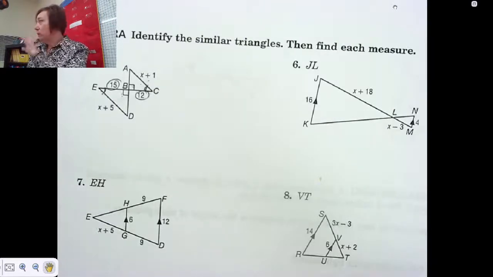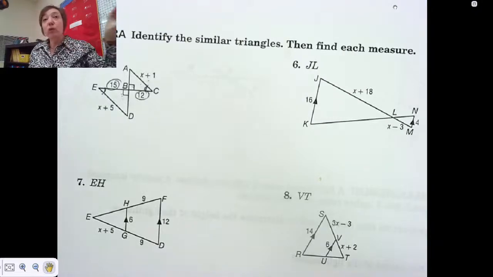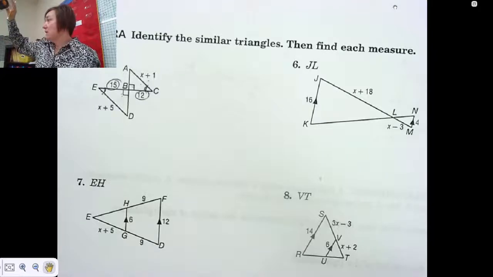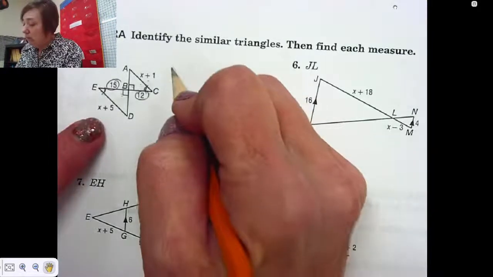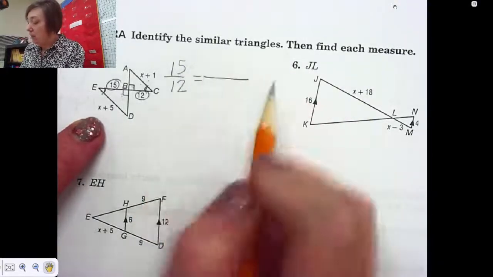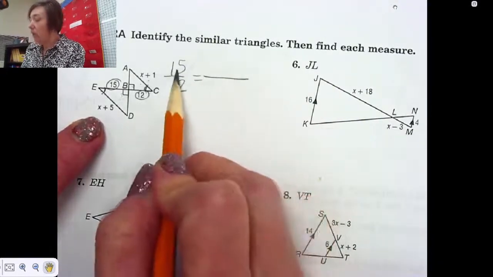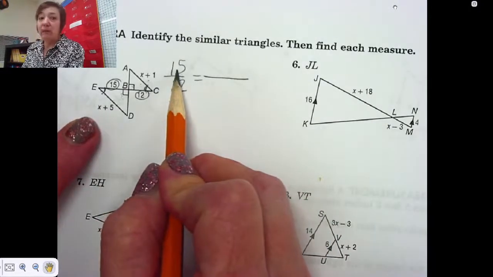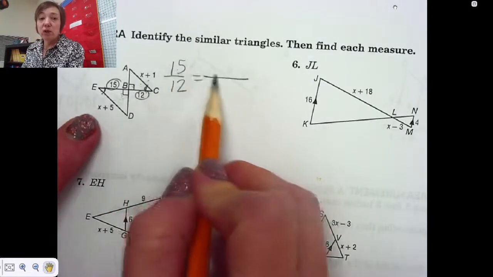It doesn't matter which one we put on top and which one we put on bottom. It doesn't make any difference. But whichever one you put on top on one side, you go from the same triangle on the other side, right? So if we do 15 over 12, like so, then on the other side, we have to go from the same triangle that 15 came out of. So what goes on top over here?